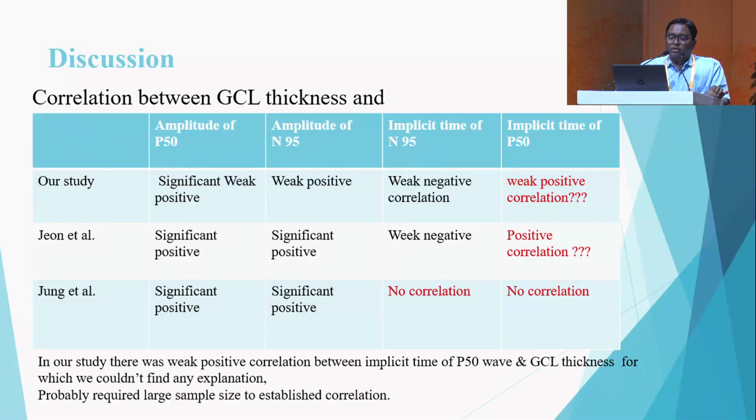Regarding the correlation, we found a very weak positive correlation between the amplitude of both waves and the ganglion cell thickness. But regarding the implicit time, we found a contrary result, that is a weak positive correlation. It should be a negative correlation. This was also reported by Zhang et al.